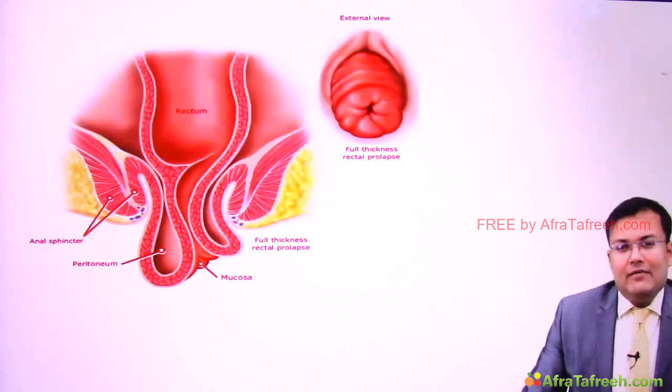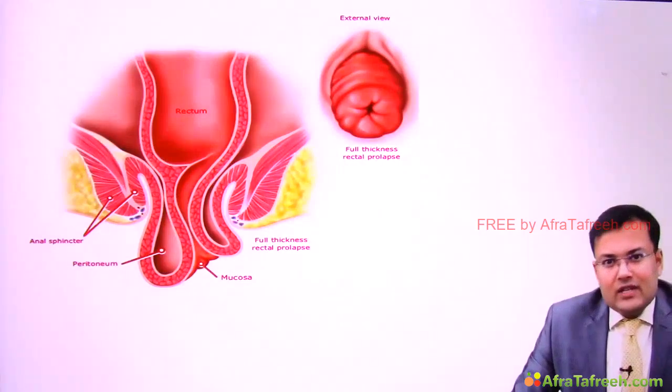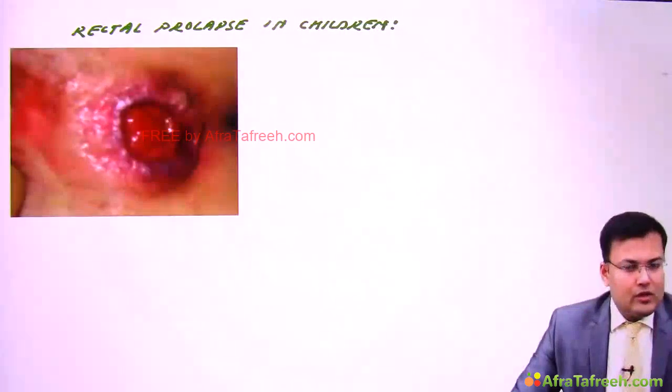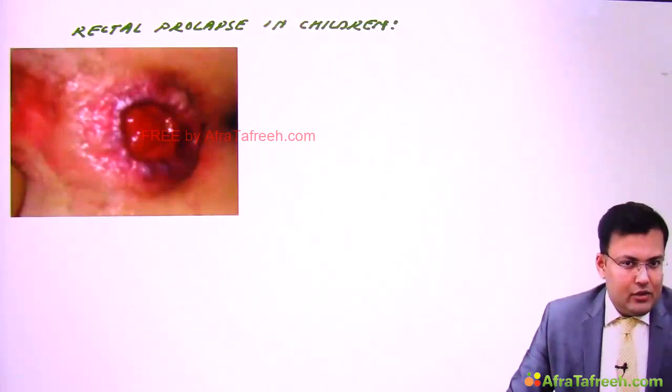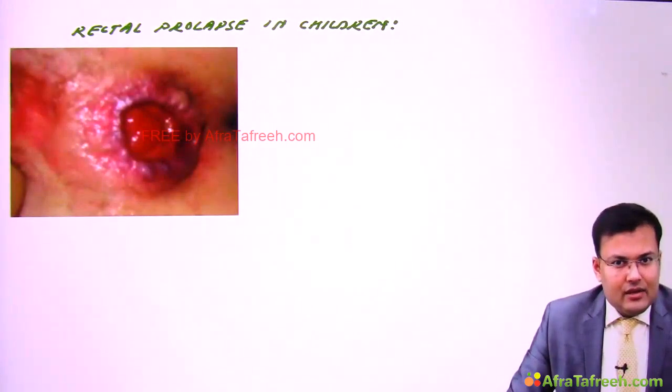So one by one we are going to discuss. First we are going to discuss rectal prolapse in children and then in adults. So rectal prolapse in children, and we discussed it is mucosal prolapse. If you go to the rural area, you will notice that at the time of defecation, some of the patients are having this kind of presentation.